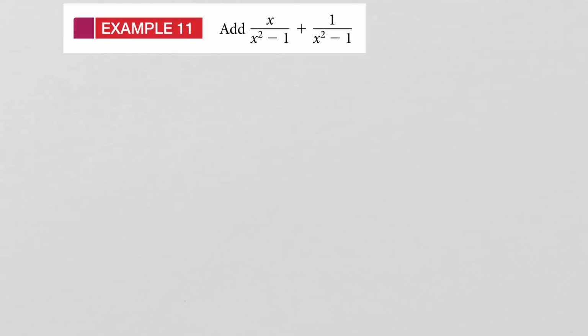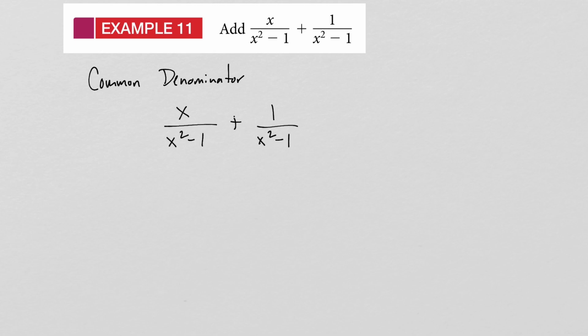Adding rational expressions is a little bit more challenging. Remember, to add rational expressions or to add fractions, you must have a common denominator. So in our first example here, you can see that we do indeed have a common denominator. Both of these fractions have x squared minus 1 in the denominator. So our answer is going to have the same denominator, and then all we have to do is add the numerators. So that will be x plus 1.